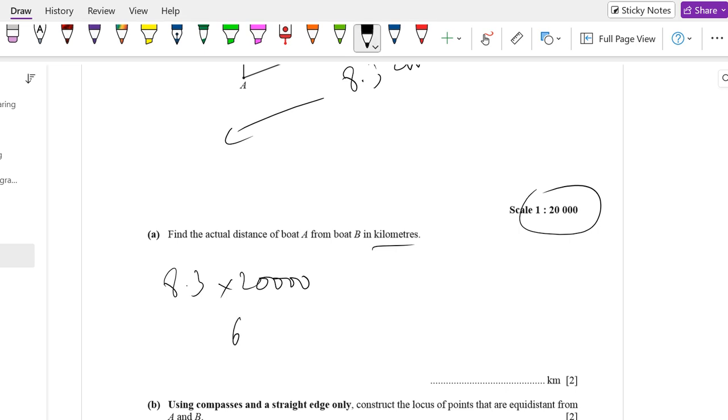So 6, 16 and 3 zeros. So this is centimeter and 1 kilometer has 100,000 of centimeters. So we can go 5 places backwards. Answer should be 1.66.